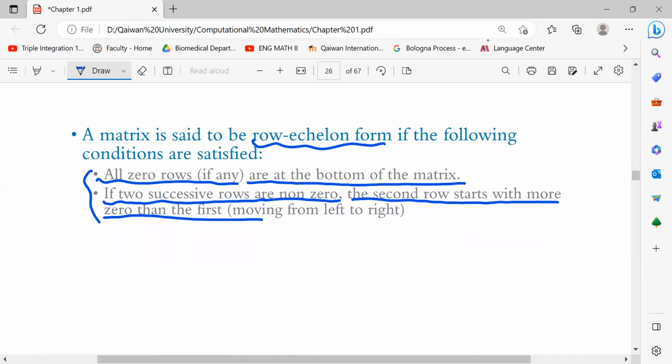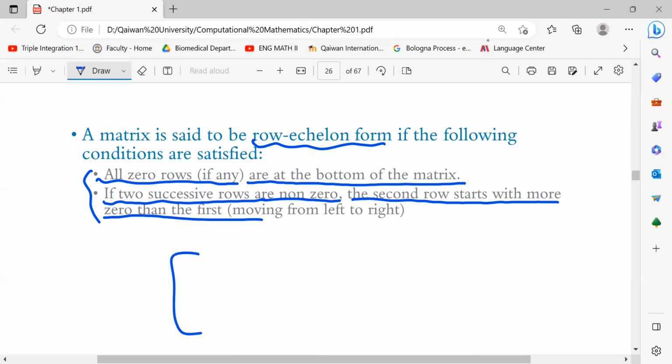I'm going to give you an example for these two points. Here we have row echelon form and also reduced row echelon form. It's actually not too different from this. Reduced row echelon form must satisfy these two conditions and one more condition. But for row echelon form, a matrix must satisfy these two conditions. First, all zero rows, that means if you have a row in which all its elements are zero, must be at the bottom of the rows.